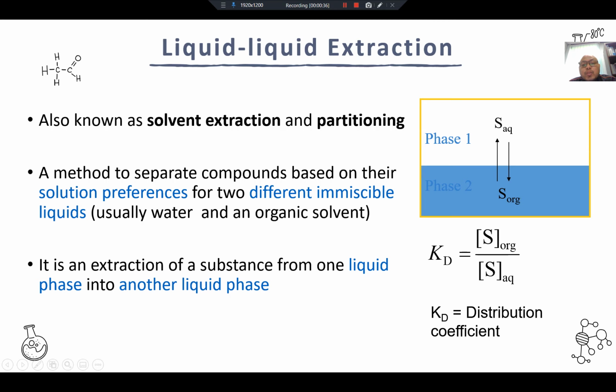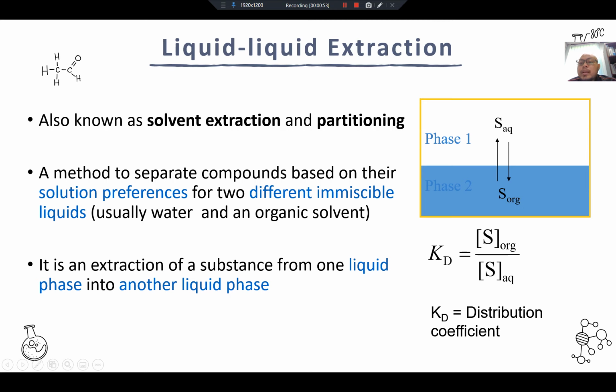It is a method to separate compounds based on their solubility preferences for two different immiscible liquids, usually water and organic solvent. Let's say here we have the aqueous, and here is the organic.